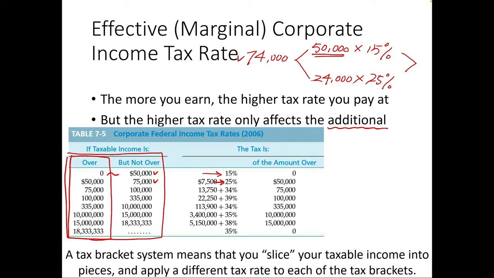And then whatever you have left in your gross income, which is 24,000. So what is 24,000? It is 74,000 minus the first 50,000, right? So you have 24,000 left. And then that money needs to be taxed at the rate of 25%.